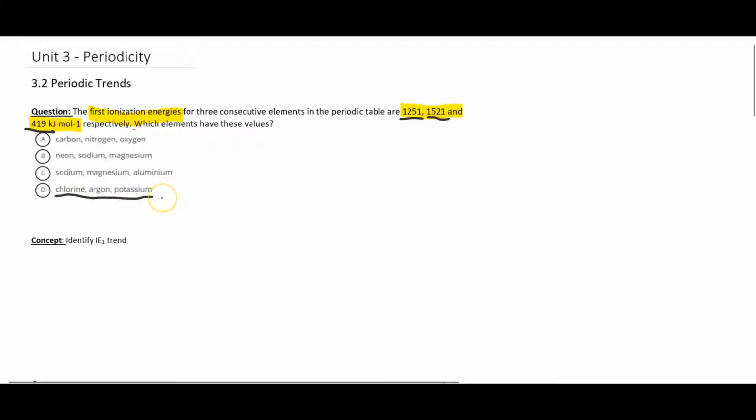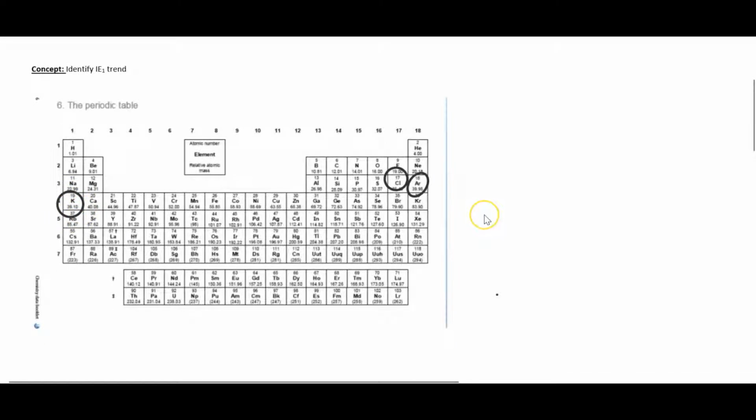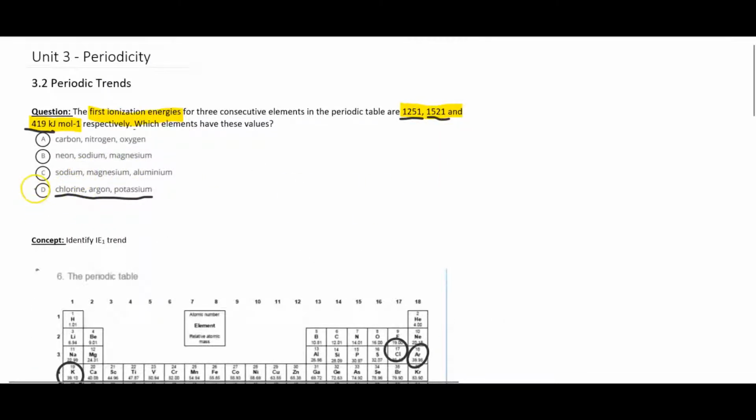So chlorine, argon, and potassium. So here's chlorine and argon and potassium. Chlorine and argon are on the same period with 3 energy levels, but argon is further to the right than chlorine, so it has a higher first ionization energy, whereas potassium is on the 4th energy level, the 4th period, so it has a much lower first ionization energy than the two. So that means our answer D is correct.